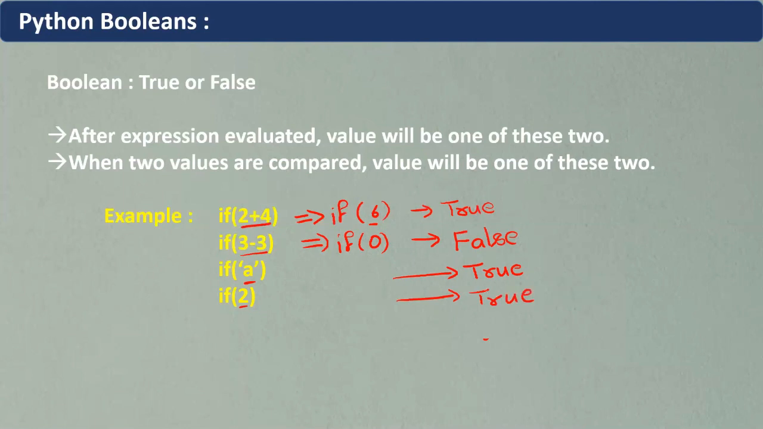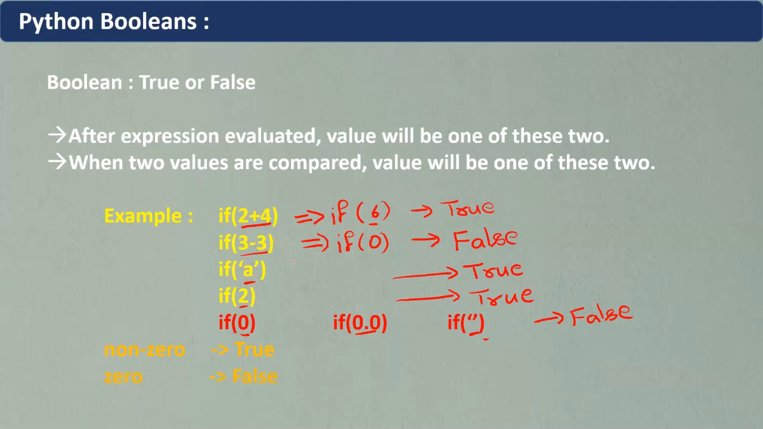Now let us see the reason it is true or false. It is very simple. You can see here, 0 for integers, 0.0 for floats, and the empty string for strings. For these, it is always going to give false. What you can conclude from all these conditions is that non-zero returns true and 0 returns false.